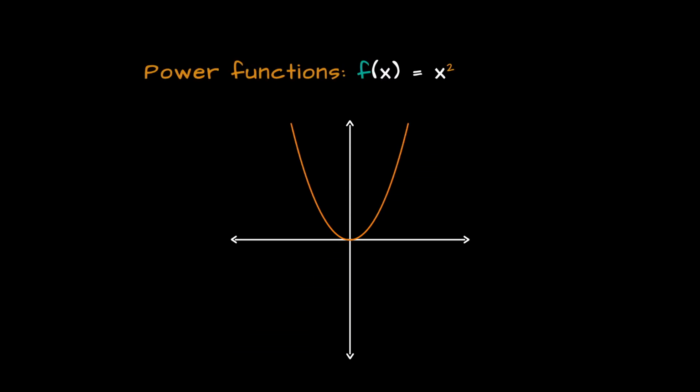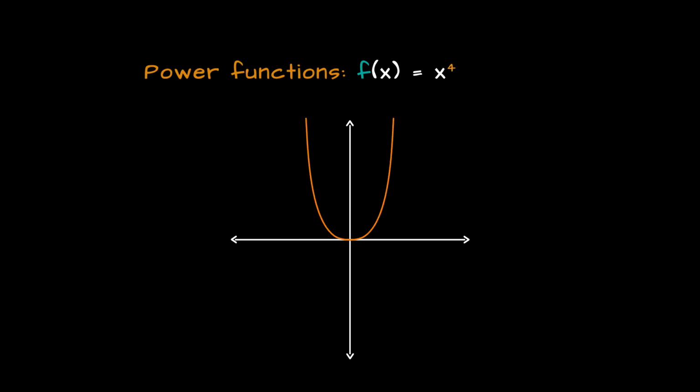The power function x raised to the power 2, or x squared, has a more interesting graph, which looks as follows. This graph is an example of a parabola. The power function x to the power 3, or x cubed, has a graph that looks like this. And notice how this time this graph is negative for negative values of x and positive for positive values of x.